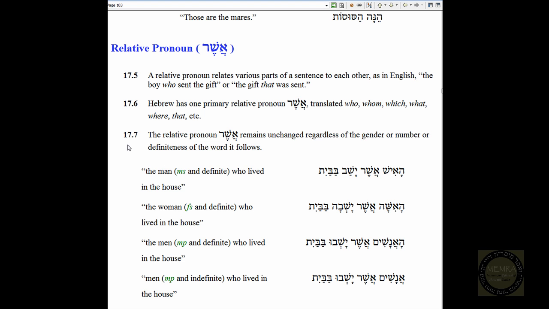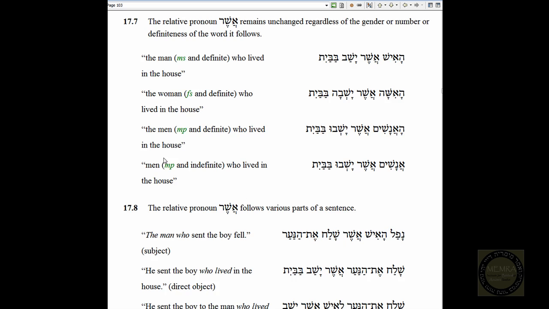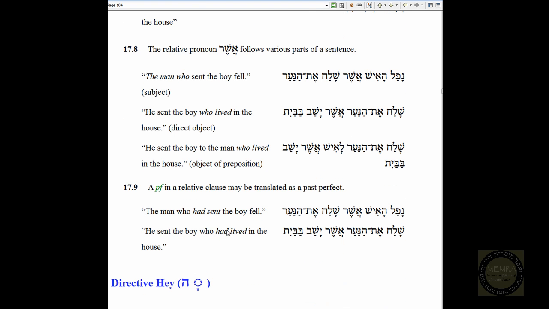Read through 17.7 about the use. It doesn't matter about agreement with gender, number, or definiteness. You just have to, by context, determine which is the best translation, who, which, that, where, those sorts of things. So read through 17.7, 17.8, 17.9.